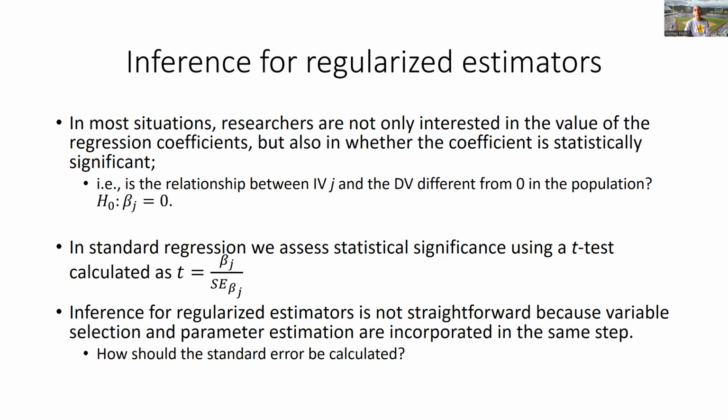And so that's really what makes this regularized estimation a little bit funky. So we've got to figure that out. How do we calculate the standard error? How do we calculate a test statistic, really, that accounts for variable selection? That's the major problem.